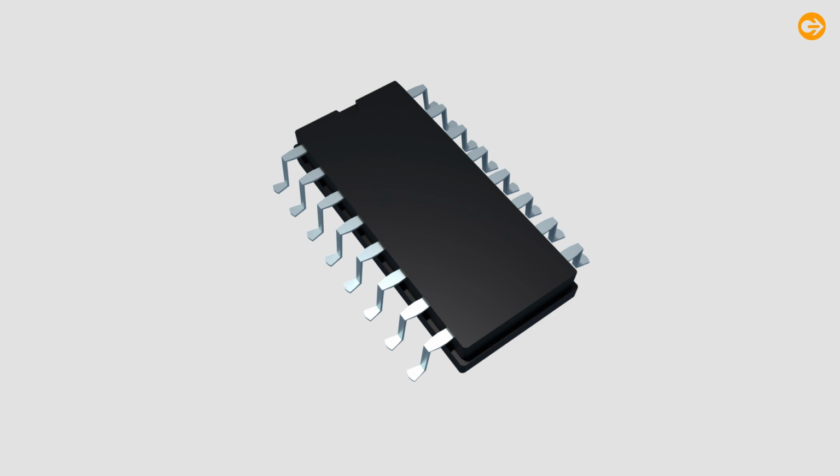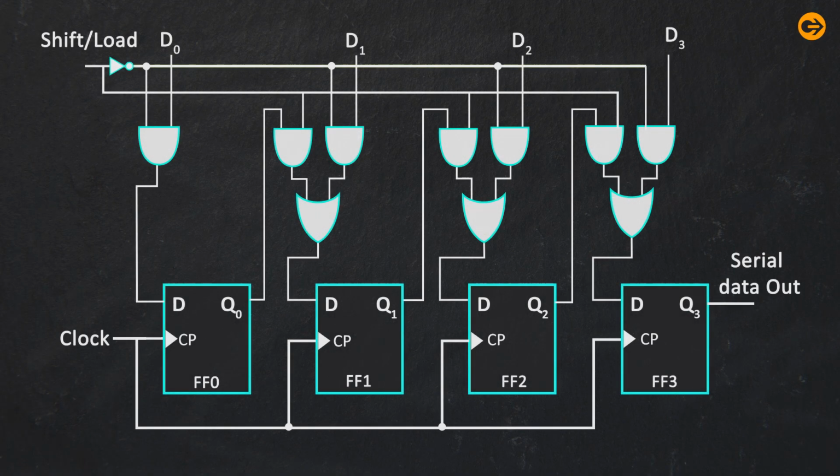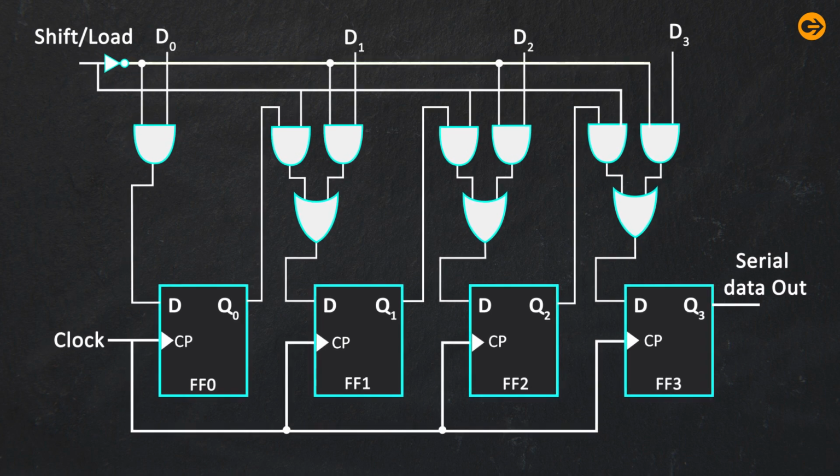Today we are going to discuss the basic knowledge of the parallel in, serial out shift register. A chip of shift register is used to convert a string of data from parallel to serial. To perform this operation, a shift register requires the data to be entered in a parallel manner and output in a serial form, which is described as a parallel in, serial out shift register.